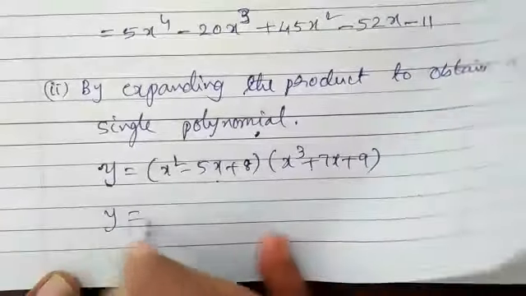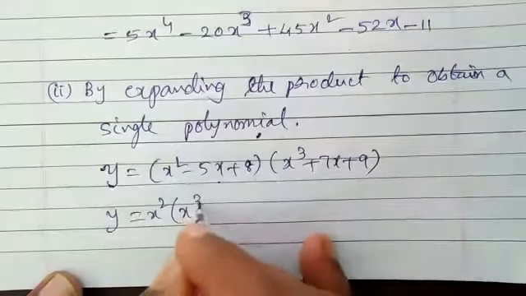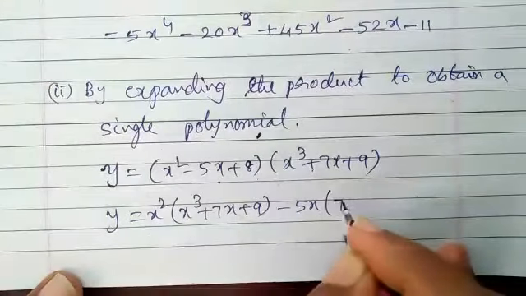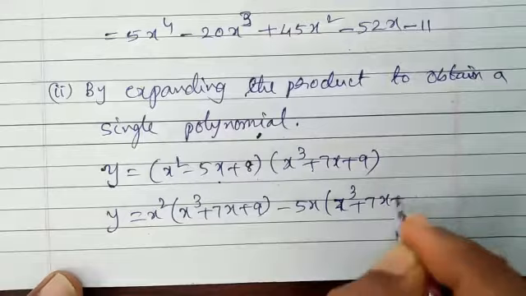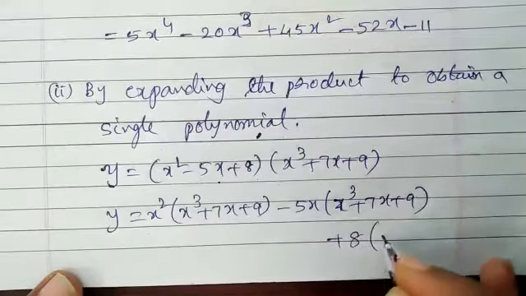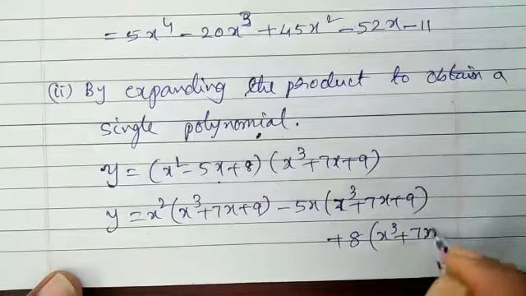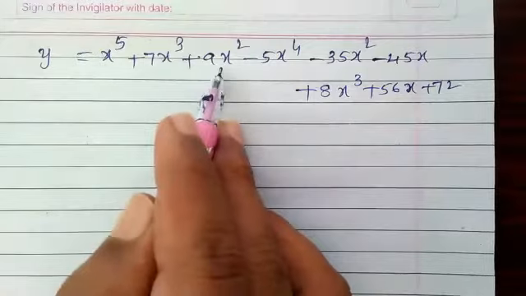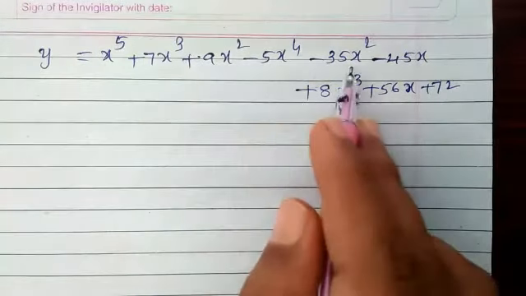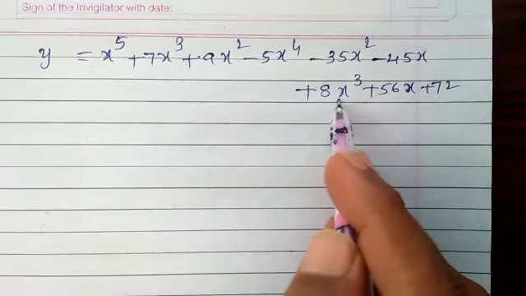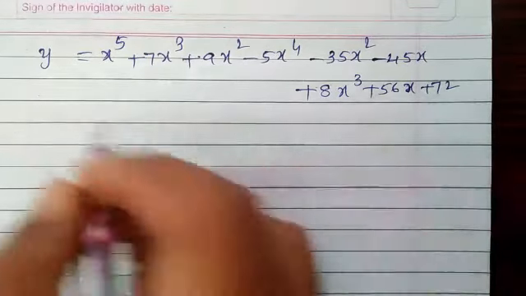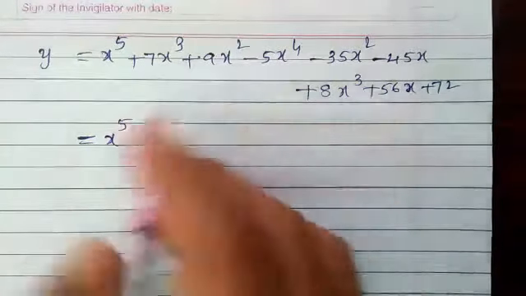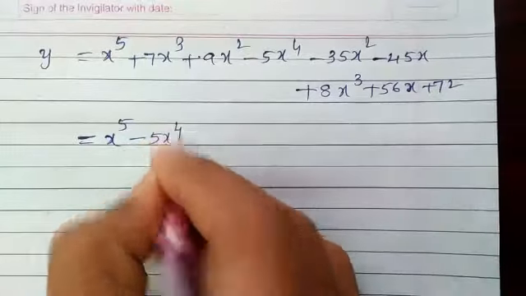So y is equal to x square into x cube plus 7x plus 9 minus 5x into x cube plus 7x plus 9 and plus 8 into x cube plus 7x plus 9. Y is equal to x to the power of 5 plus 7x cube plus 9x square minus 5x to the power of 4 minus 35x square minus 45x plus 8x cube plus 56x plus 72. So highest power x to the power of 5. X to the power of 4 terms, only one is there, minus 5x to the power of 4.